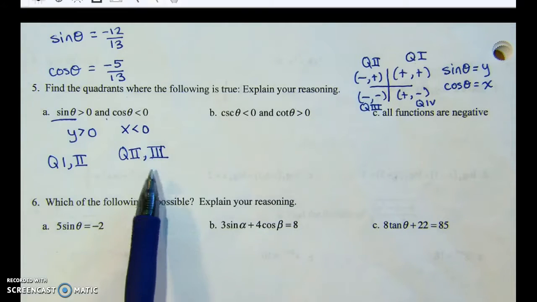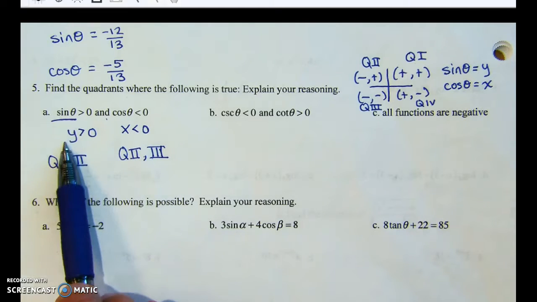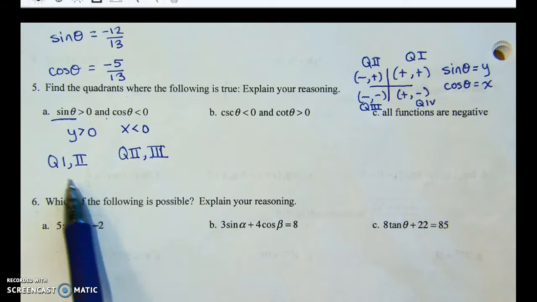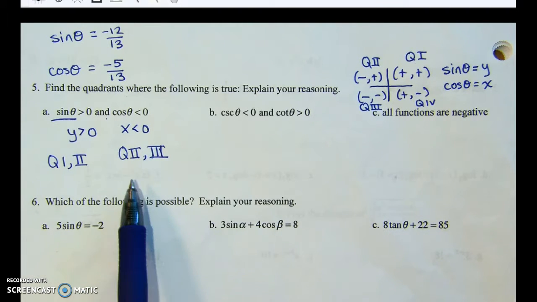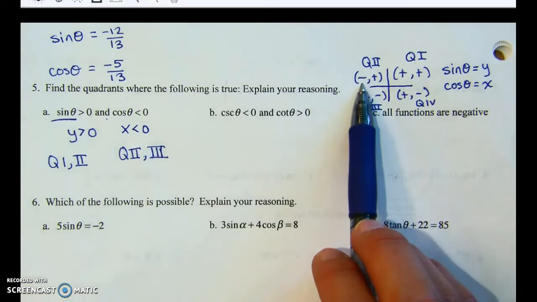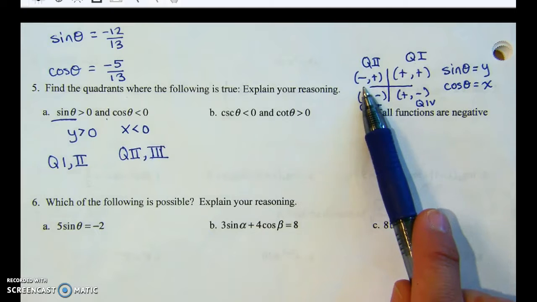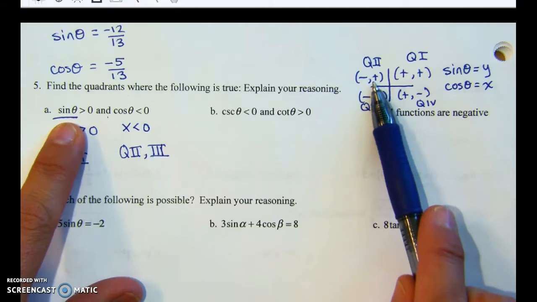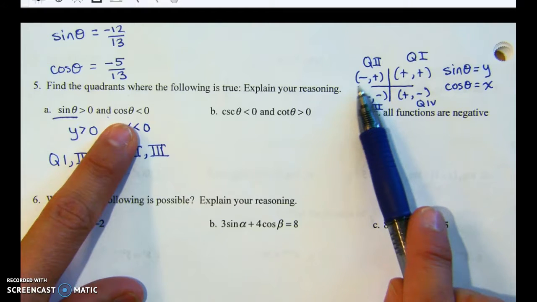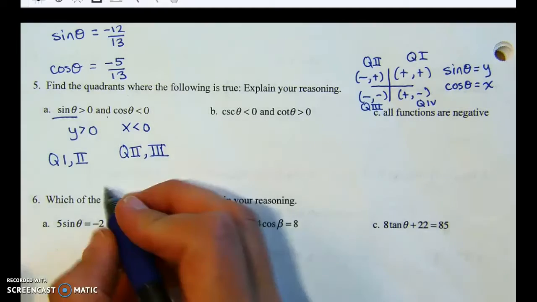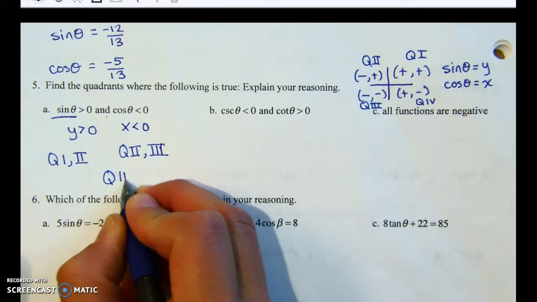So what we need to figure out, where is sine positive and cosine is negative? So which one of these overlaps? Quadrant 2. So only in quadrant 2, and if you look right here, do you agree, our little chart, that the sine value is positive and that the cosine value is negative? And that only happens in quadrant 2. So that's the answer here, quadrant 2.